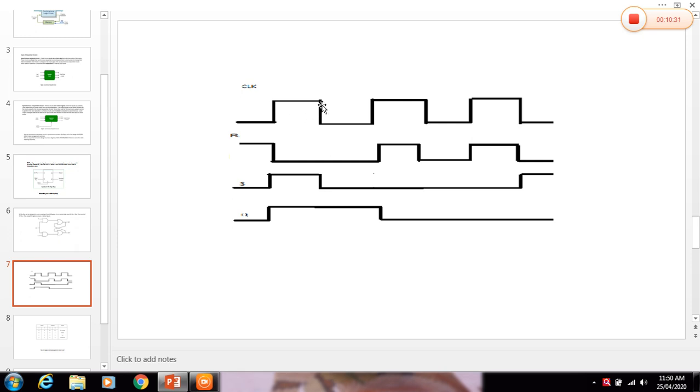Here the clock pulse is high. So now what happens when the clock pulse is high? We have to check the value of R and the value of S. As the clock pulse is high, we will check the value of R, which is low, that is 0, and the set, that is S input, is high.